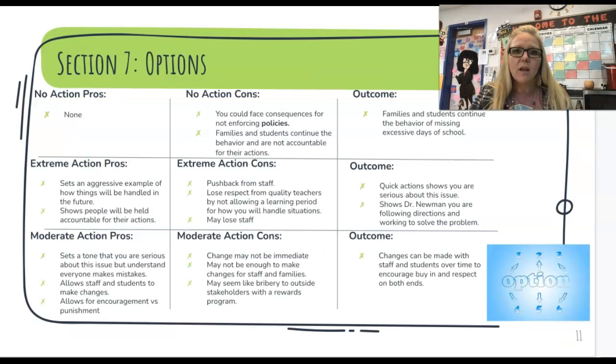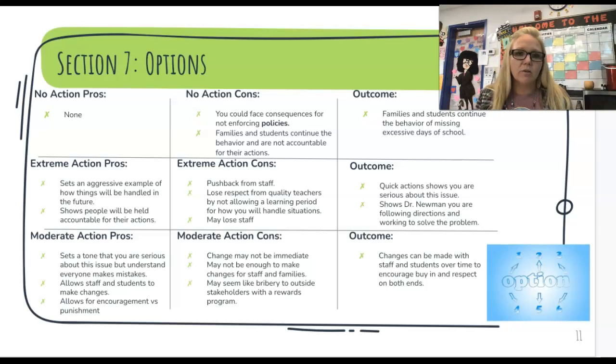So the options. No action: the pro is none. The cons are you could face consequences for not enforcing policies, and family and students continue the same behavior. The outcome is family and students continue with the same behavior and have excessive days of school missed.